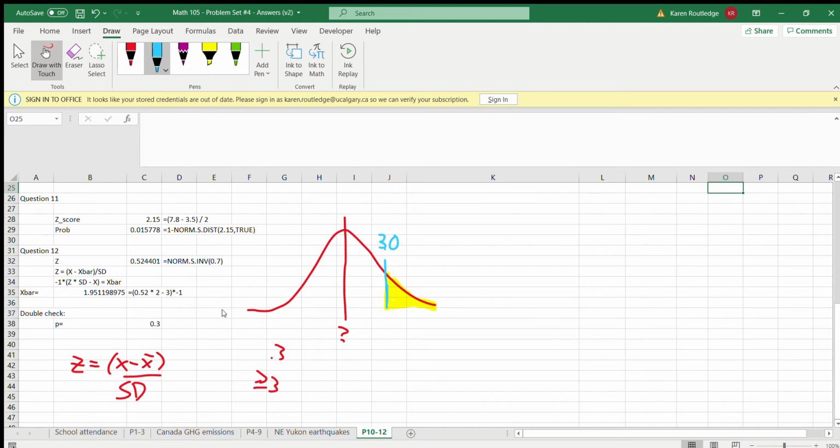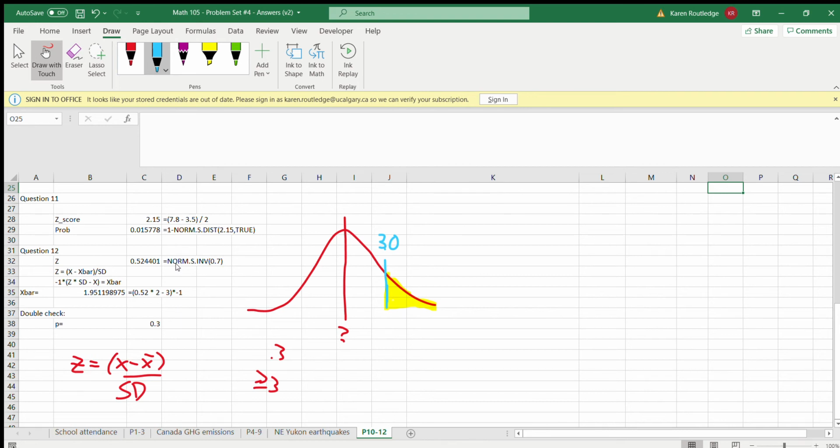Excel needs the probability or the area, same thing, from negative infinity up to our value. So if this whole curve is 100% or 1, Excel doesn't care about the 0.3, it needs the remaining 0.7. So that's what we give it.